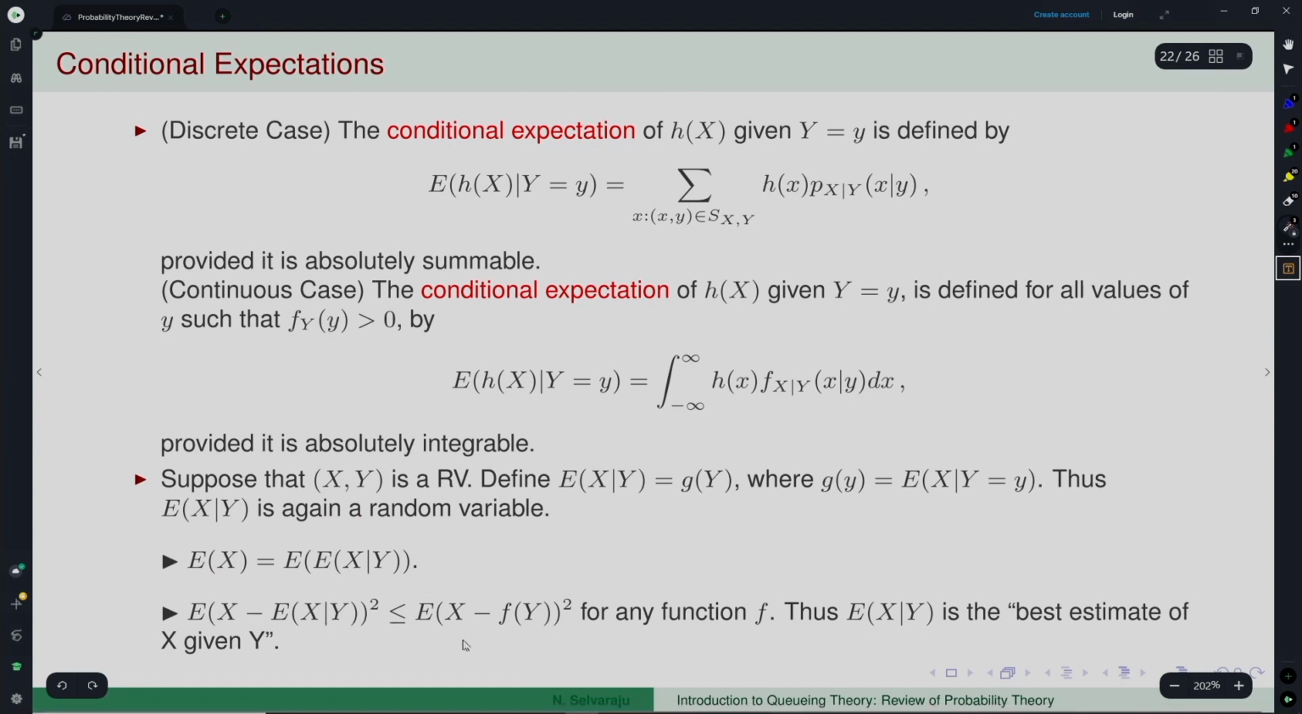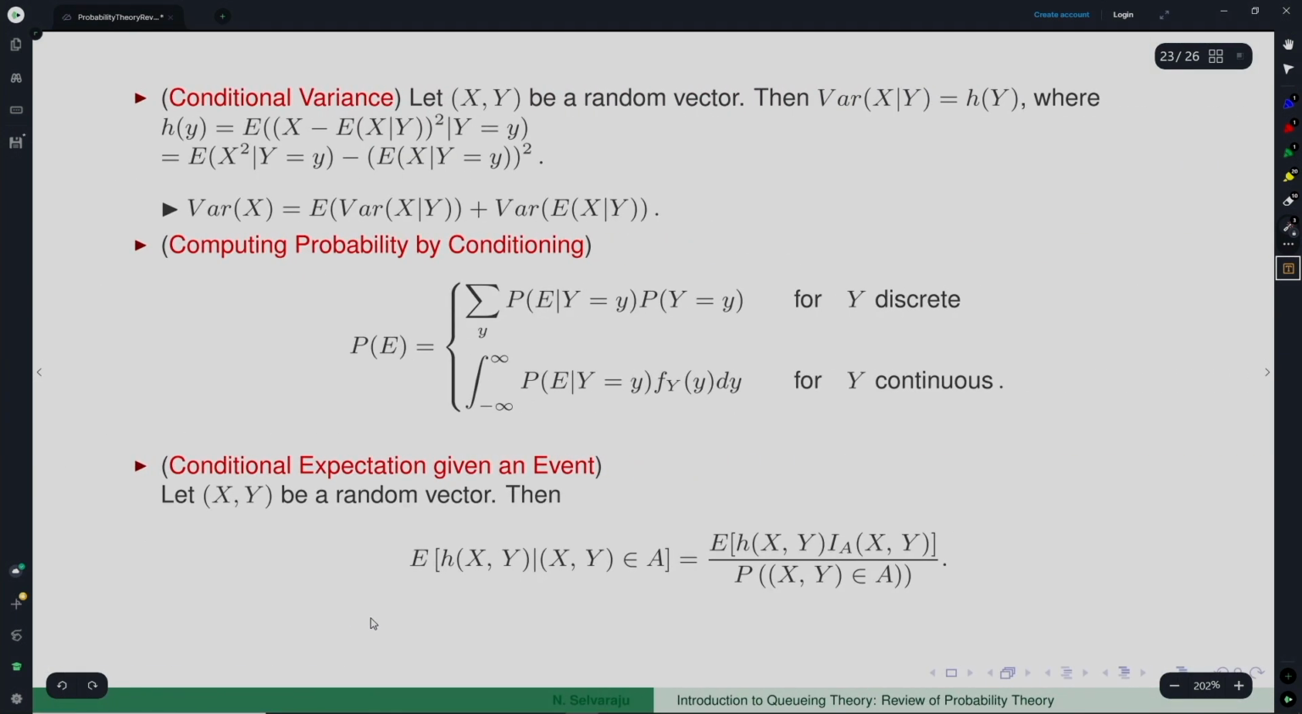And then this tells you that this is the best estimate that you could have, which is not the case here. Similarly, for the conditional variance, variance of x given y, suppose you call this as this, where h of y is in this manner, which is basically the variance of the conditional distribution in some sense, then we will be using it to compute variance of x by conditioning on another random variable y, but then you have to use this relationship to get this.